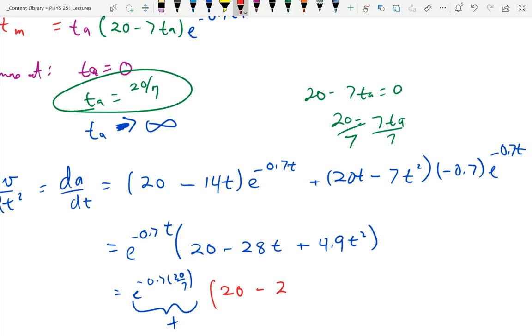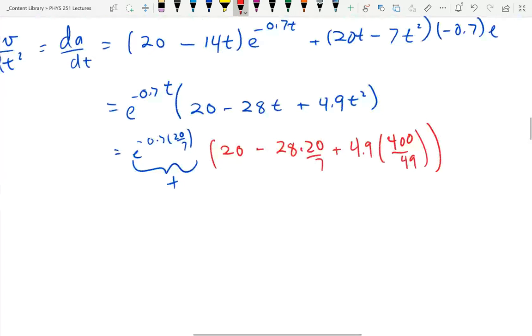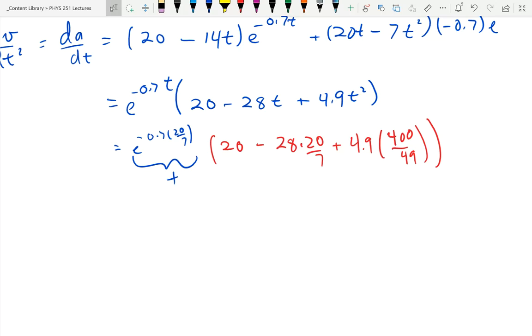20 minus 28 times 20 over 7 plus 4.9 times 400 over 49. So 28 divided by 7 is 4. 4 times 20 is 80. So 20 minus 80 is negative 60, minus 80 plus, and of course, 4.9 over 49 is 1/10. 400 divided by 10 is 40.